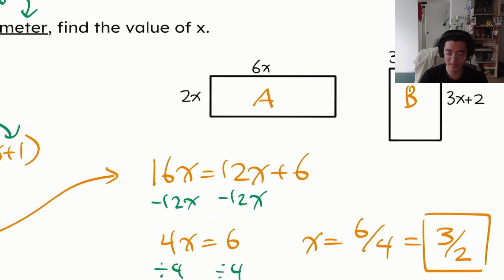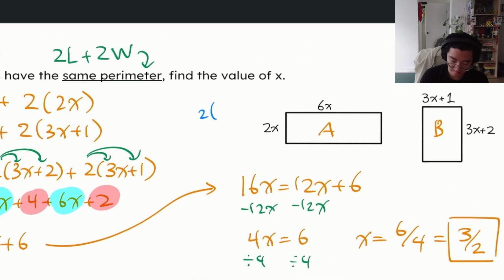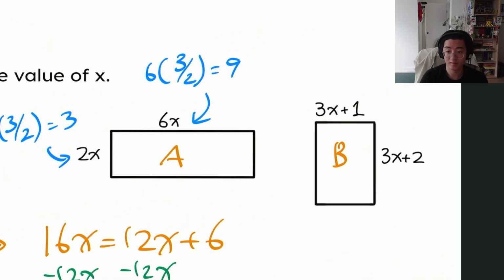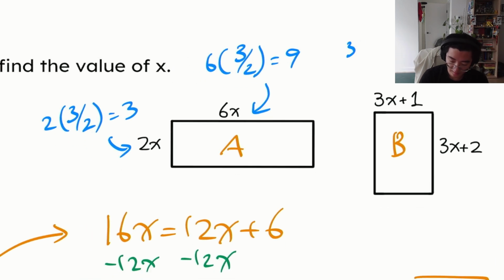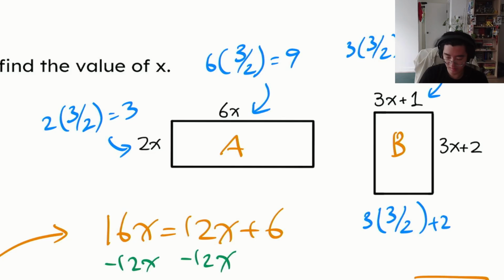Of course, we're going to double check for fun. Alright, 2 times 3 over 2 is 3. 6 times 3 over 2 is 9. Here, 3 times 3 over 2 plus 1, that's 11 over 2. Plus 2, 13 over 2.